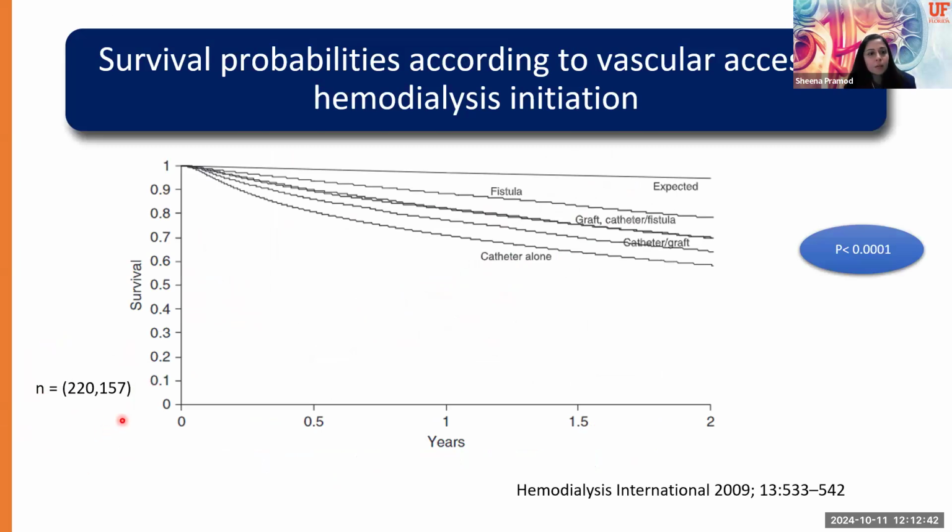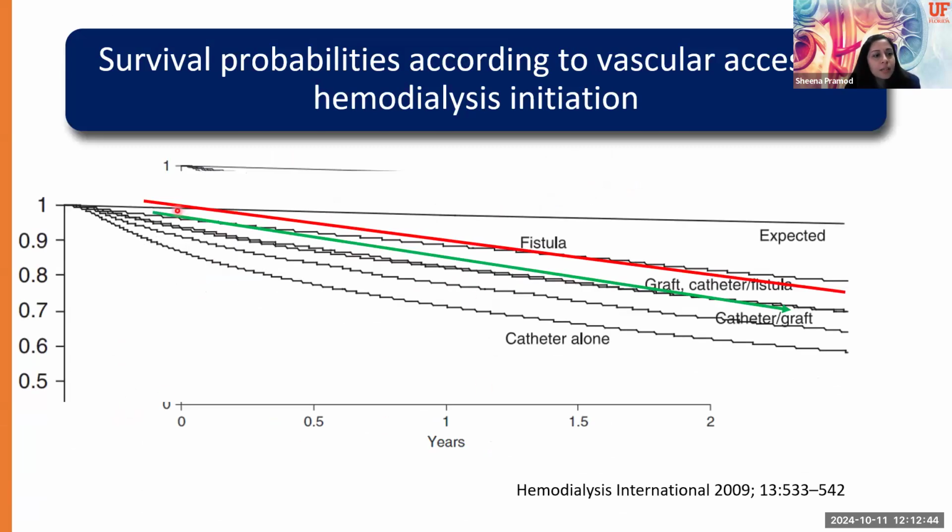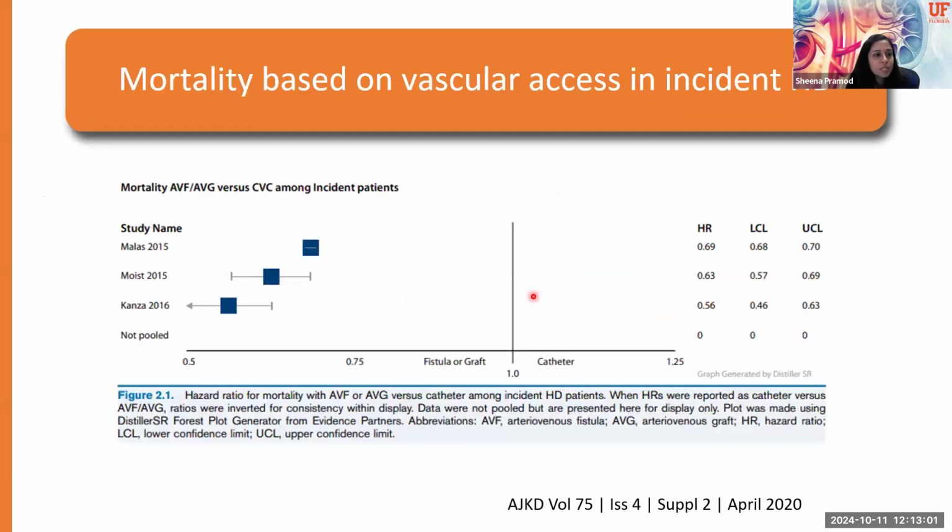And basically, this showed the same, that having a fistula or having a graft with a catheter and a fistula had the best outcomes compared to having a catheter alone or a catheter with a graft. And subsequent studies have all shown similar in terms of mortality, that having an AV fistula or a graft has much better mortality compared to catheter.